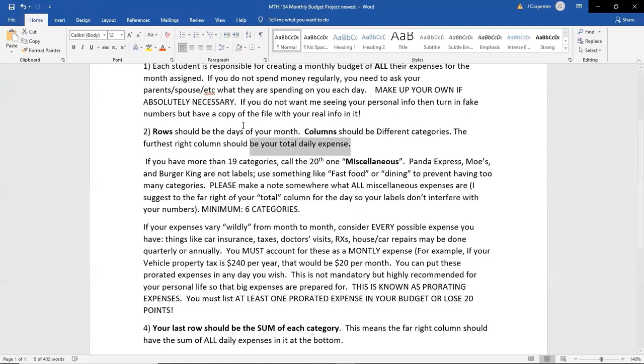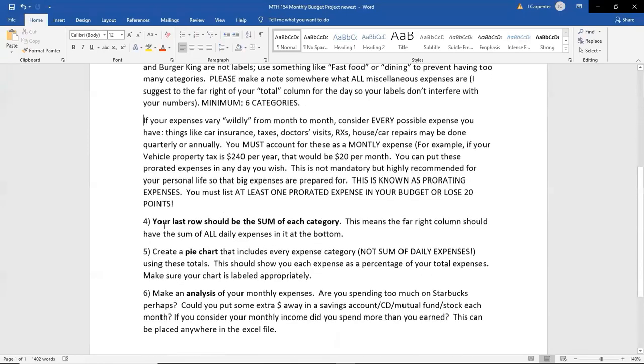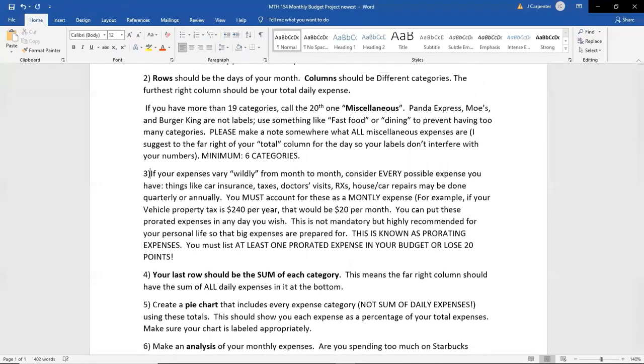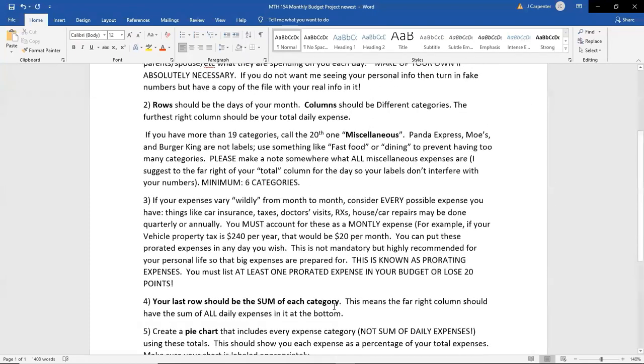All right. So we said the last column should be a total of daily expenses. Down here on spot number 4, which means number 3 was this. I don't know why that changed. 1, 2... Yeah, there we go. 3. So here we are at 4. Your last row should be the sum of each category.